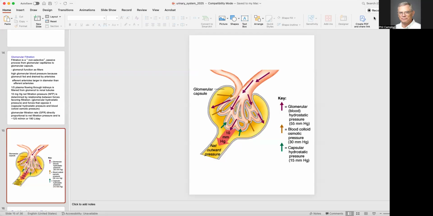Now, net filtration pressure is a function of three variables. It's a function of the blood pressure in the glomerulus, all right? And that is 55 millimeters of mercury. This is enabled because the afferent arteriole is much larger in diameter than the efferent. That creates that pressure. How many of you know what a garden hose is, right?